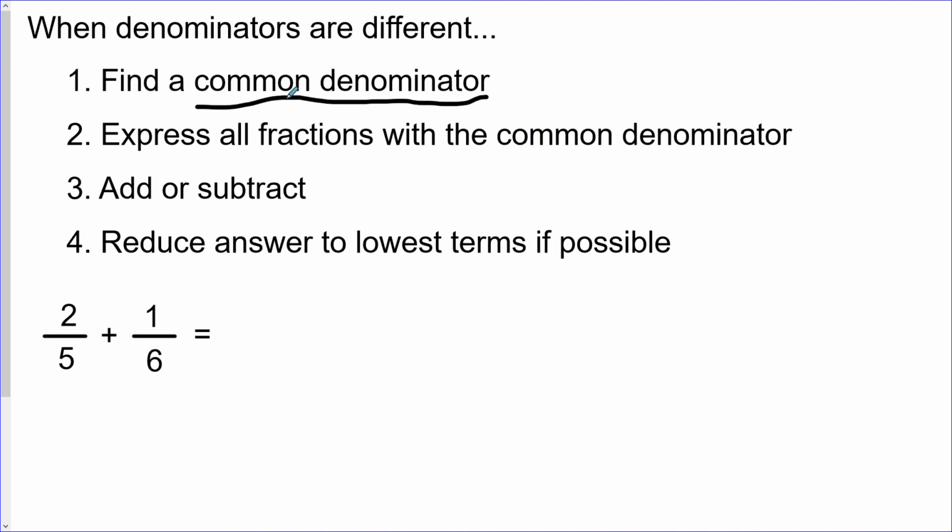Okay, so you find that common denominator, express the fractions with it, so find the equivalent fractions, then you add or subtract based on whatever the sign happens to be in the middle, and reduce your answers to lowest terms if possible. So sometimes it is, sometimes it isn't.